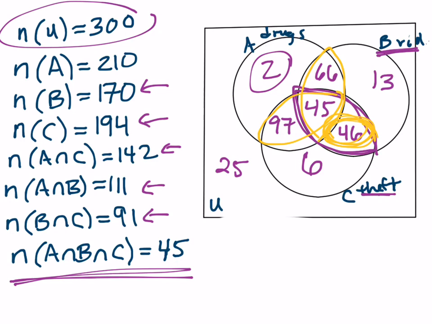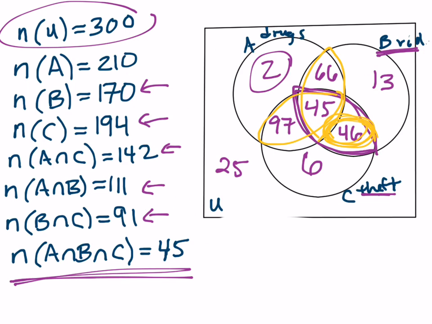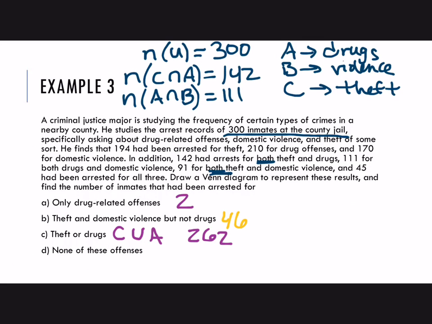All right, so add all of those up. See what you get. Okay, and I think that should be 262. All right, and then none of these offenses, we know that one already. That's the 25.